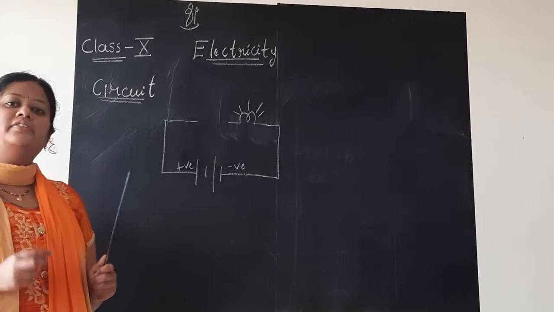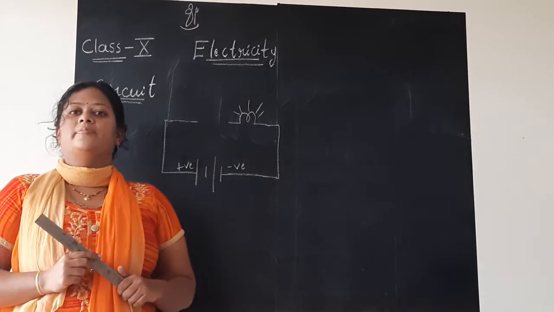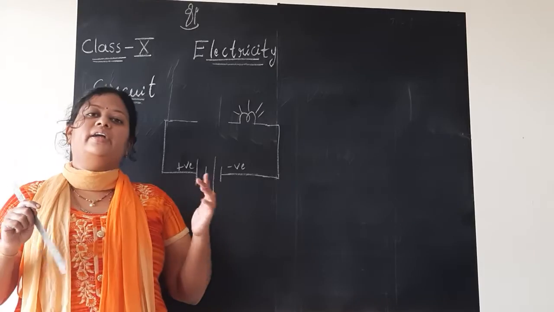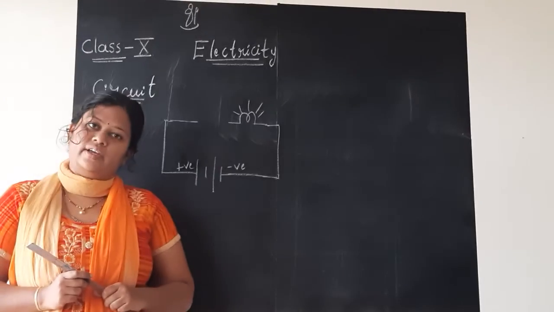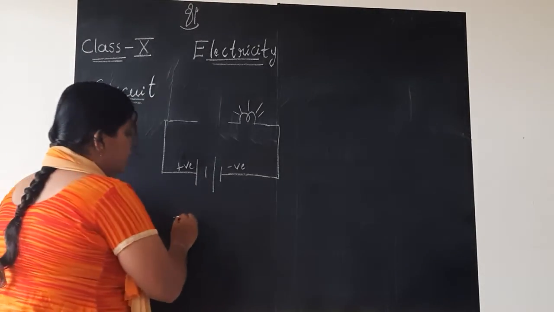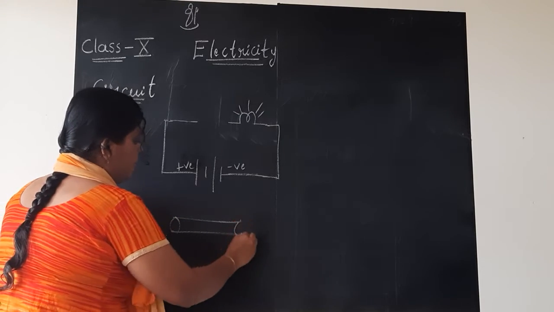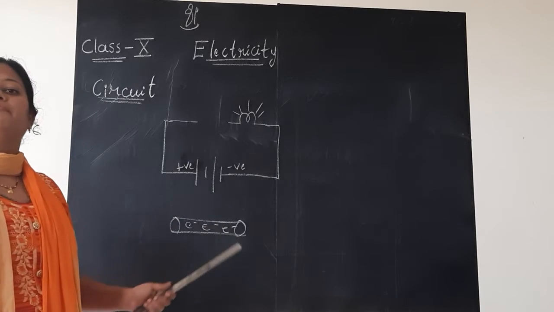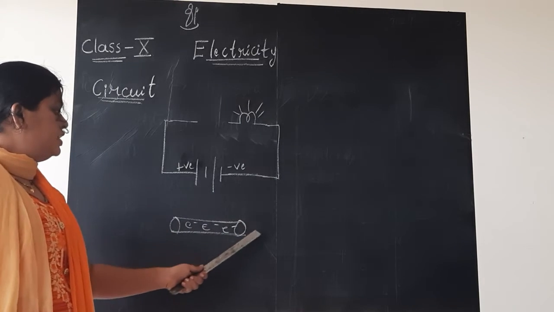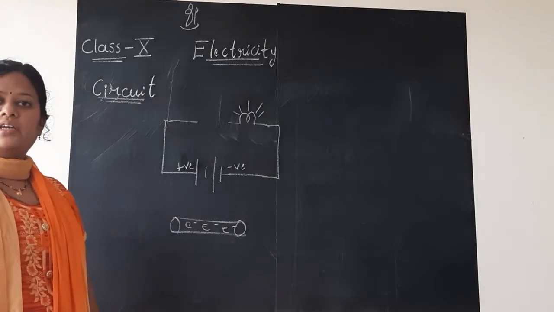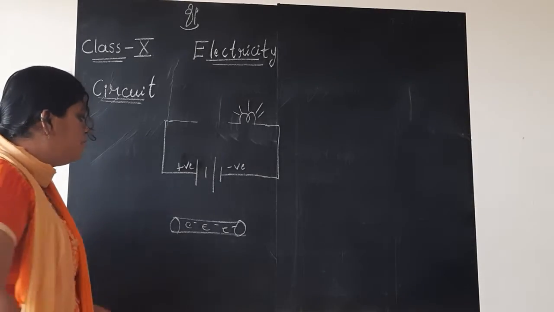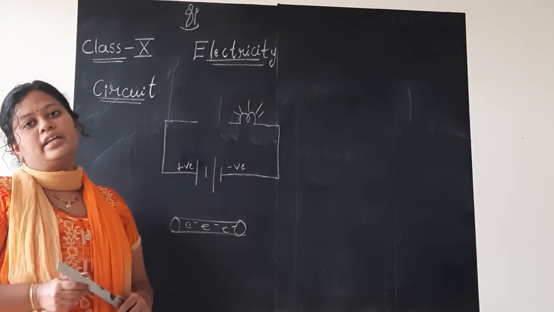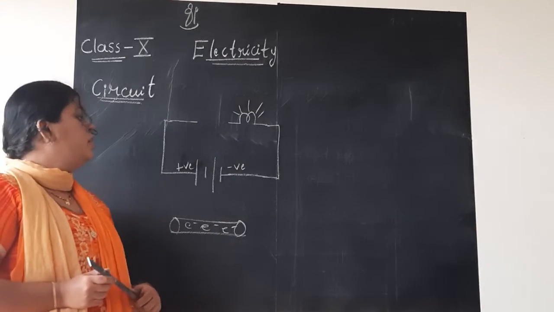What is an electric circuit? You know that for the current to flow, a path or channel is required, and that is nothing but the electric wire. The electric wire consists of a large number of free electrons in it. We all know that electrons are negatively charged particles.